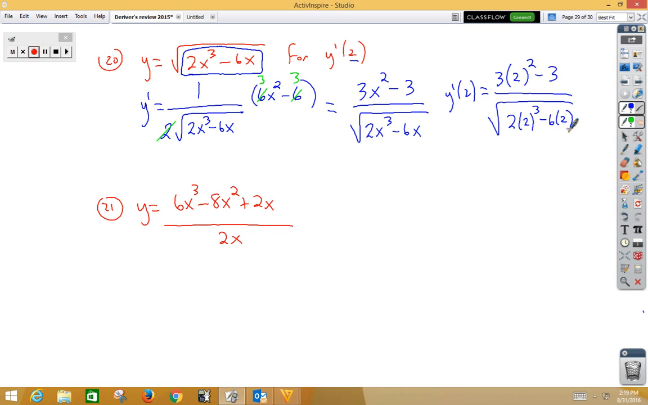Well, y prime of 2, if we do the top, order of operations, 2 squared is 4 times 3 is 12. Minus 3 gives us a 9 on top. On the bottom, order of operations, 2 cubed gives us 8 times 2 is 16. So I have 16 minus 12. Well, that's going to give us the square root of 4, which is really 9 over 2.